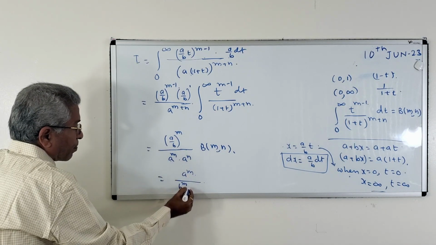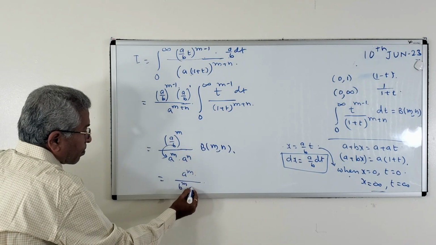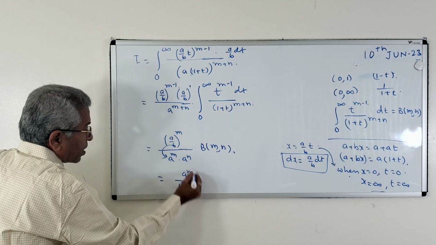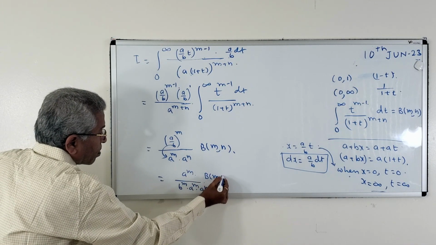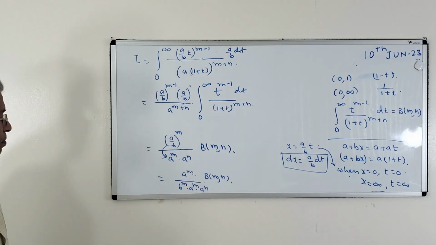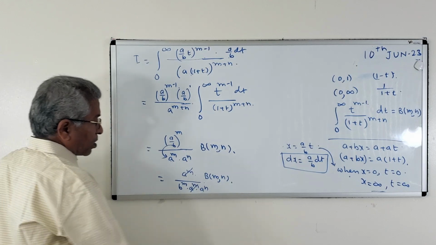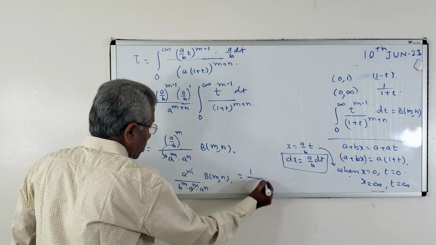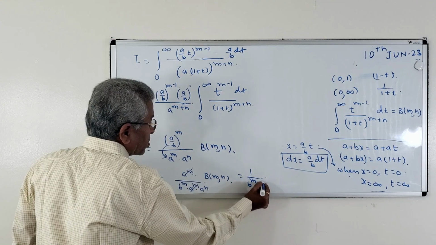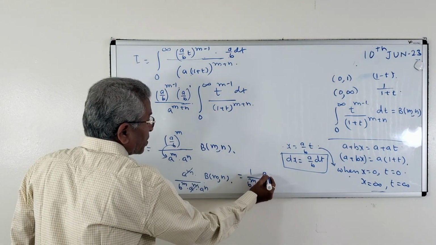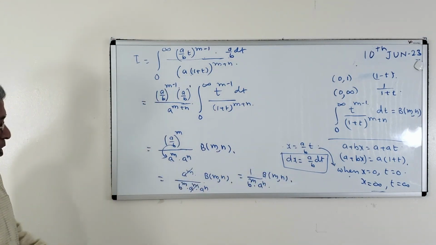Into a raised to m. Shift this one to the denominator, a raised to m into a raised to m, beta m. Then cancel this a raised to m with this a raised to m. You will get 1 upon b raised to m into a raised to m beta m. And that is the answer. So that is what we wanted to show.